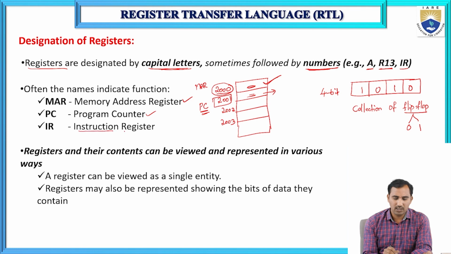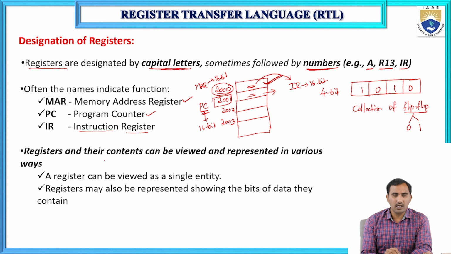Then instruction register. Once the instruction is fetched from the memory, that fetched instruction is placed in the instruction register. In general, the instruction register is a 16-bit register. The program counter also is a 16-bit register. Memory address register also is a 16-bit register.